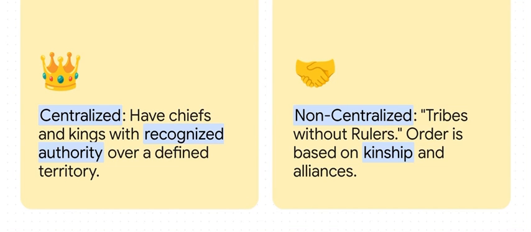So societies usually go one of two ways. You've got centralized systems like the Akan of Ghana, which have clear hierarchies, think chiefs and kings, and then you have these non-centralized or acephalous systems, which literally means headless, like the Nuer of Sudan. They are basically tribes without rulers. They keep order not with a boss, but through really complex kinship rules and a delicate balance of power between groups.